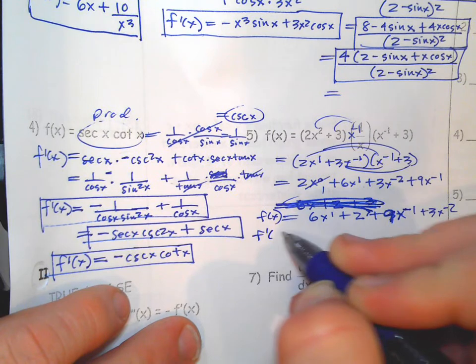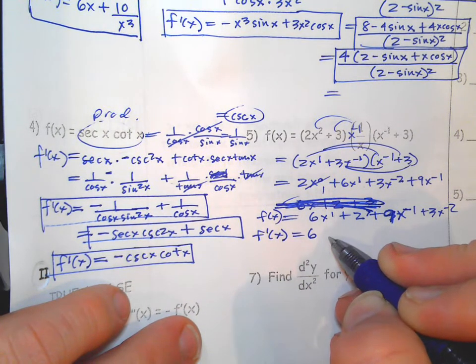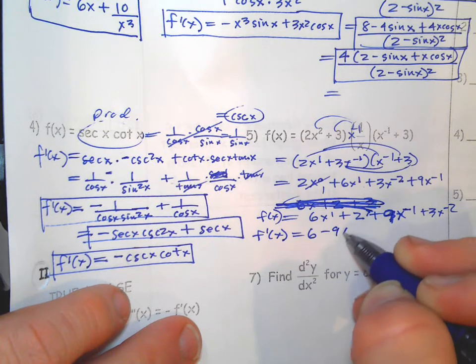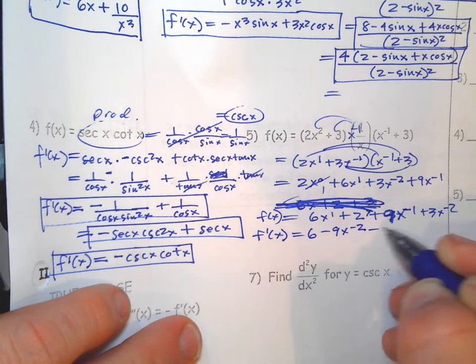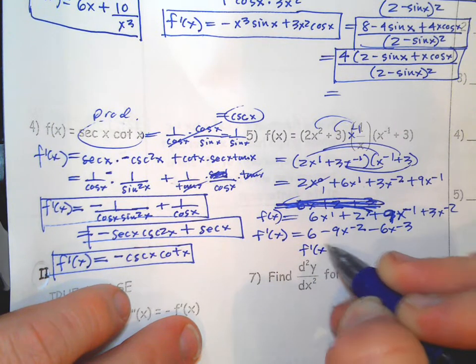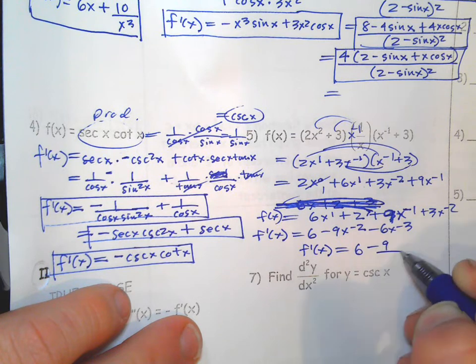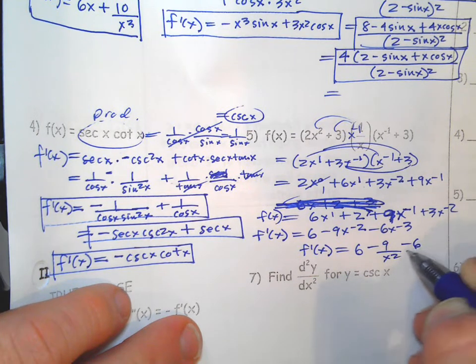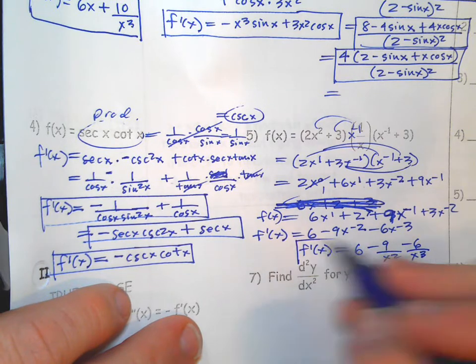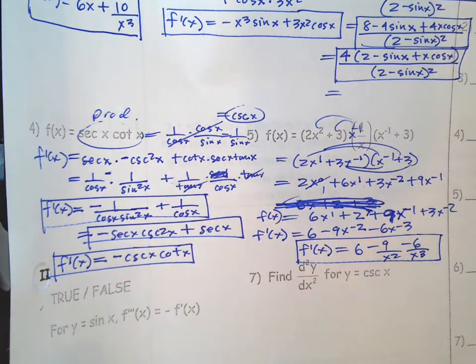Now, if I take the derivative, it's going to be 6, derivative of 2 is 0, minus 9x to the negative 2, minus 6x to the negative 3. Final answer should be written without negative exponents. So 6 minus 9 over x squared minus 6 over x cubed. So something like that. But my advice is multiply it all out at the beginning for that problem.